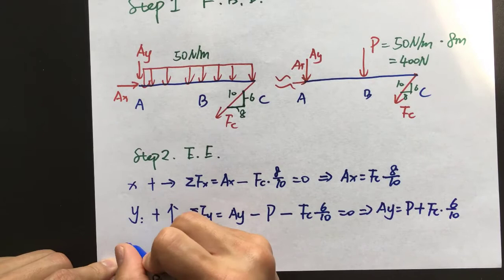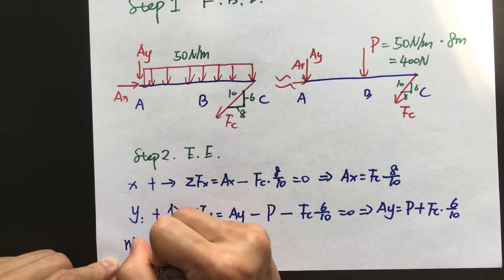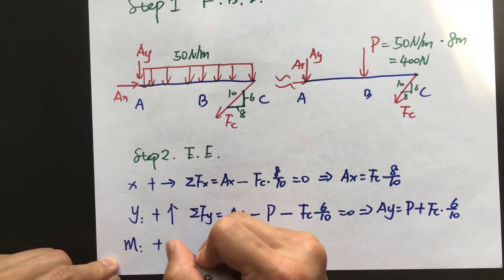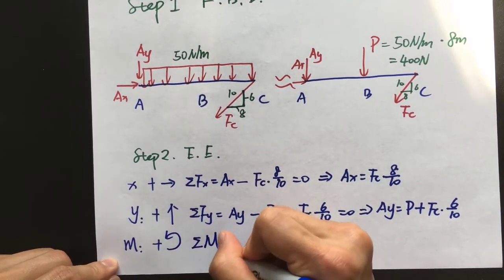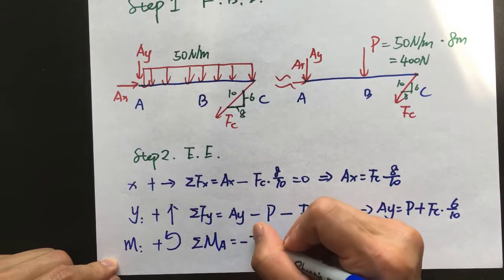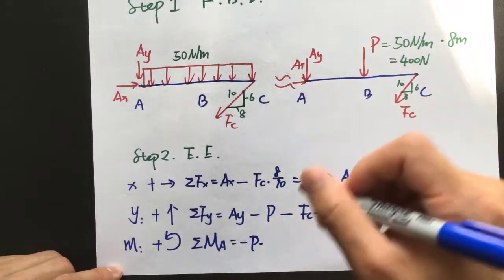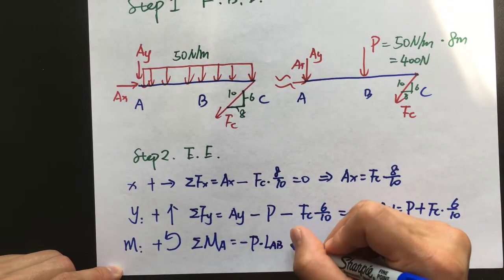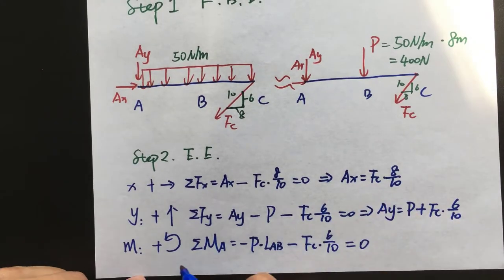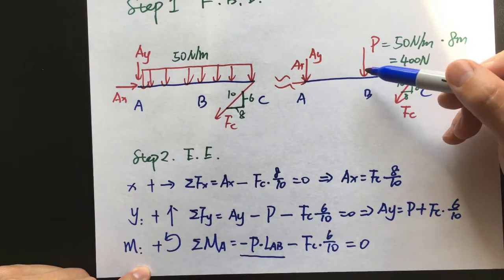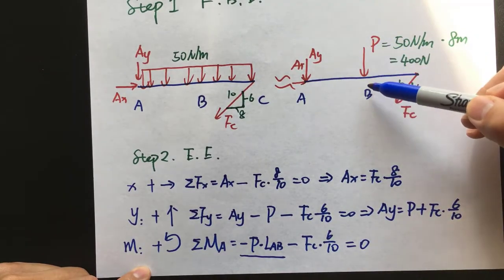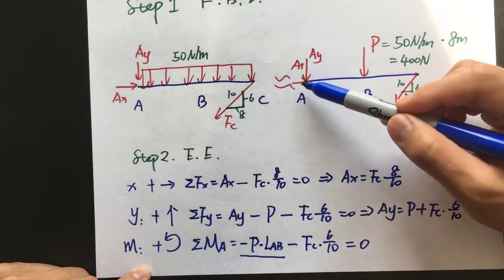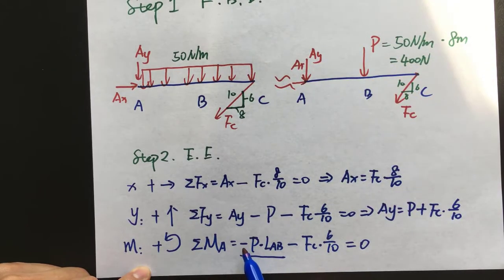And we have another equilibrium equation, the moment equation, where we define the positive direction as counterclockwise. The summation of moment about point A equals negative P times the length of AB, minus the Y component of FC times its distance. In this moment equation, the first term is the moment caused by this concentrated load P. If you think about point A, P will cause a clockwise moment about point A, which has a negative sign in front of it.